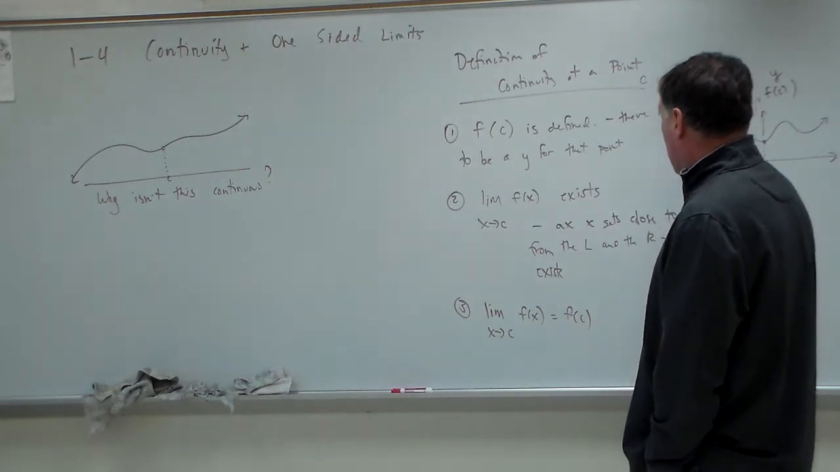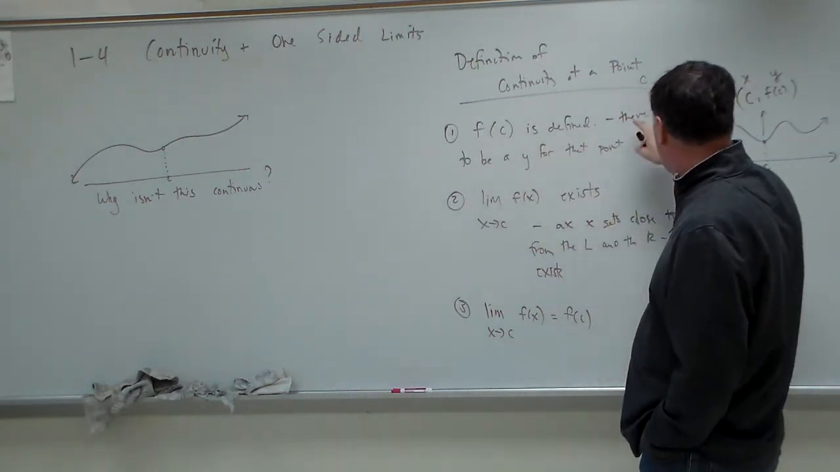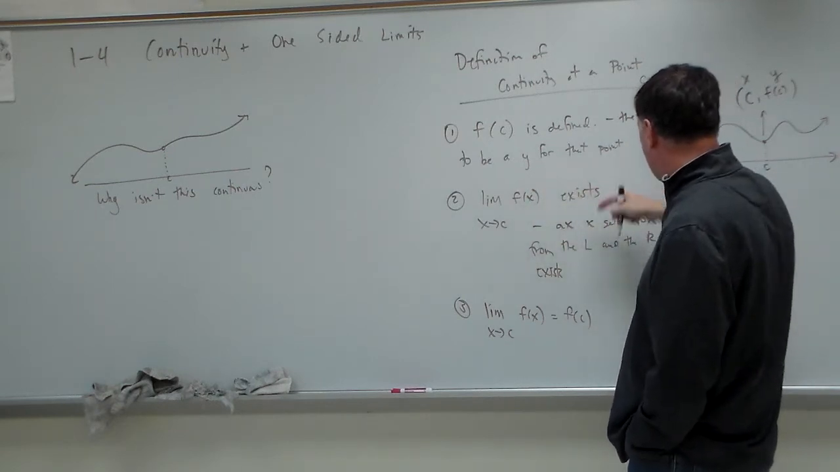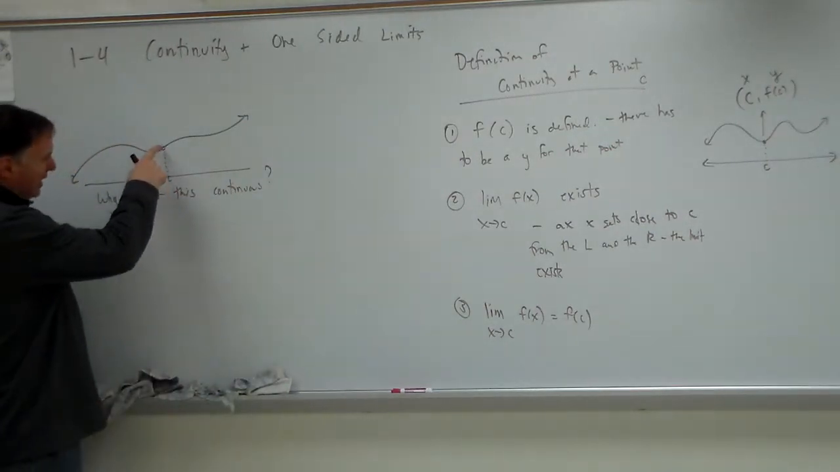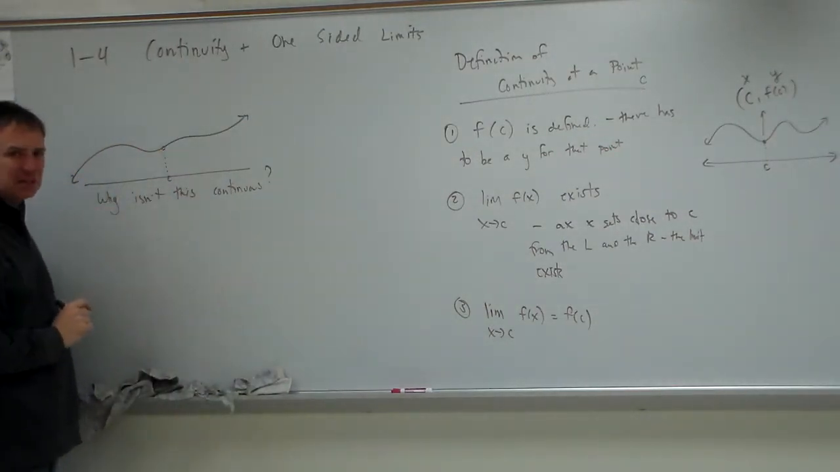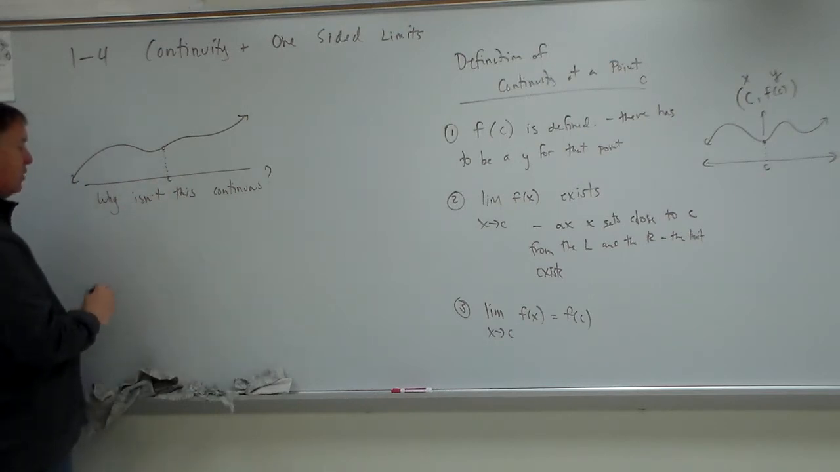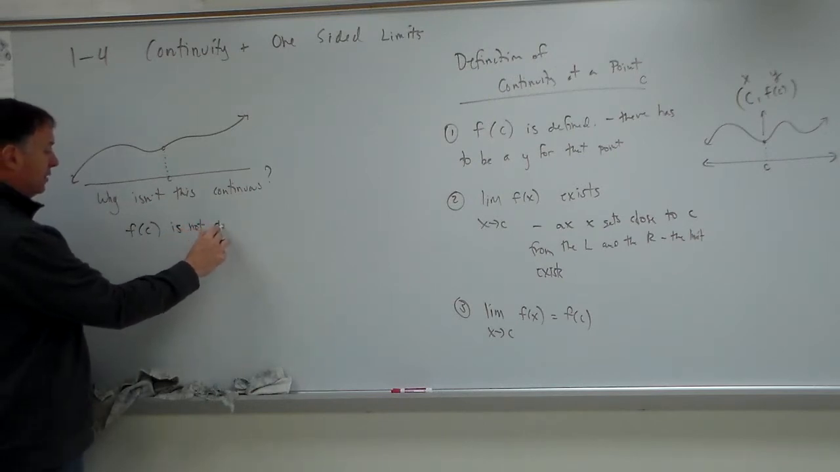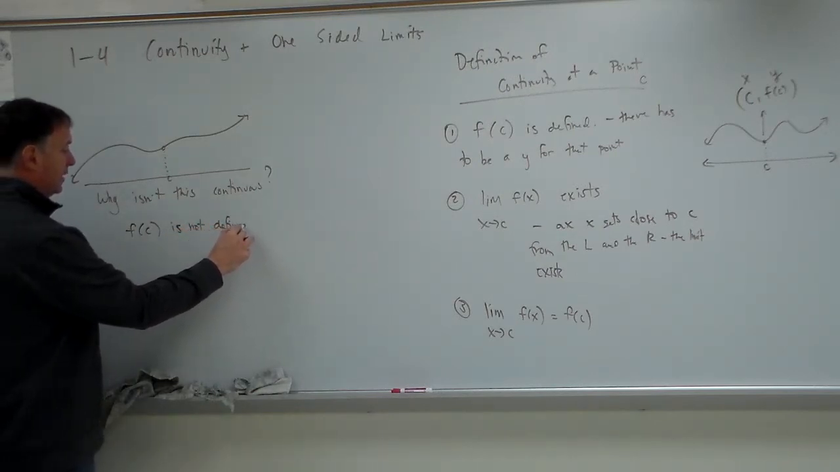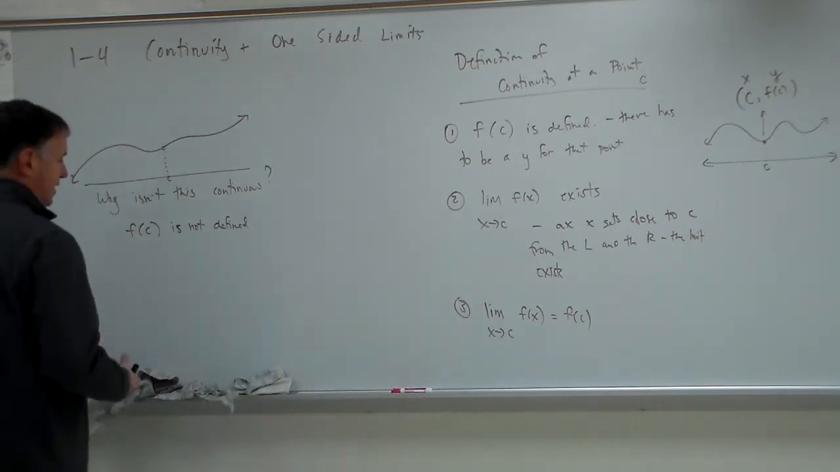Number 1, f of c is defined. There has to be a y for that point. Well, let's look. Here I am at c. Is there a point anywhere there? No. So it fails the first condition. Why isn't this continuous? f of c is not defined. So there's our first example of looking at something and saying why it's not continuous.